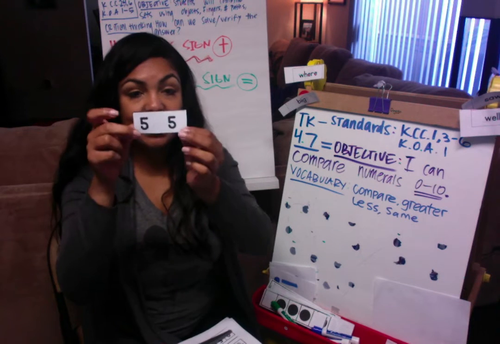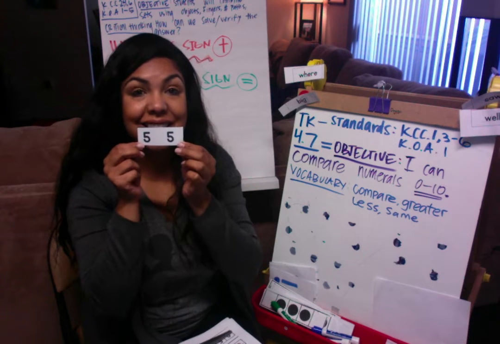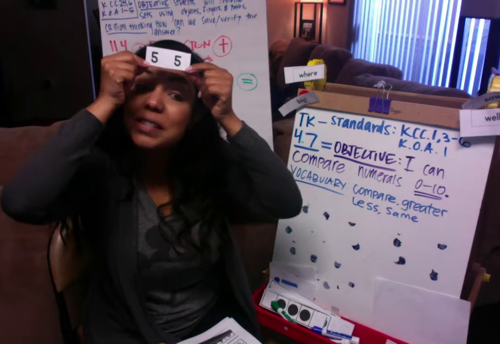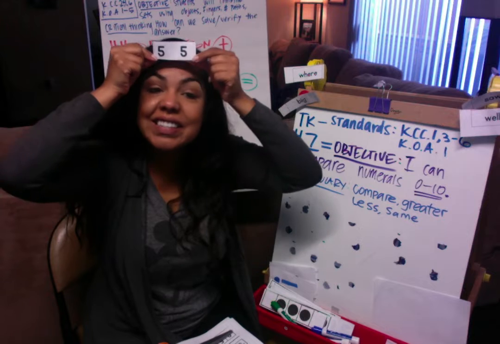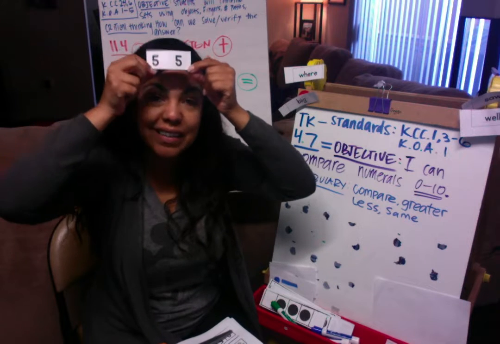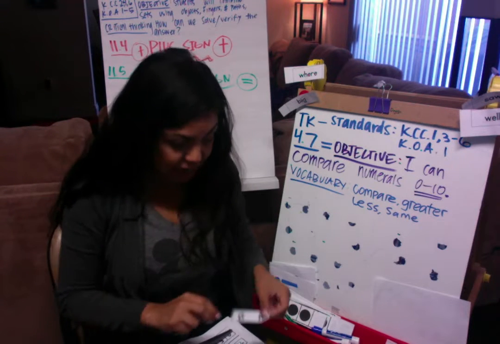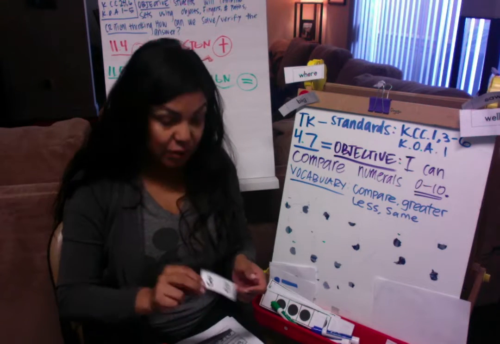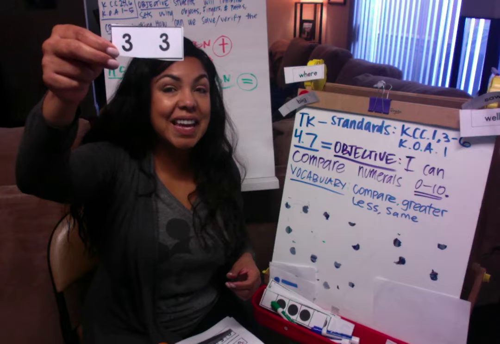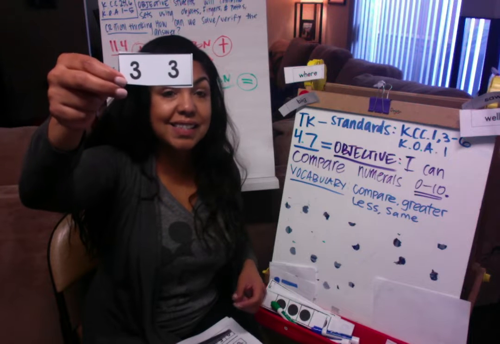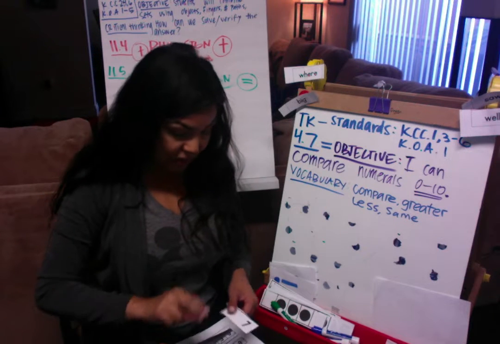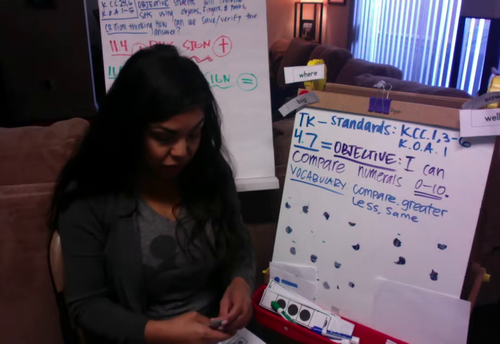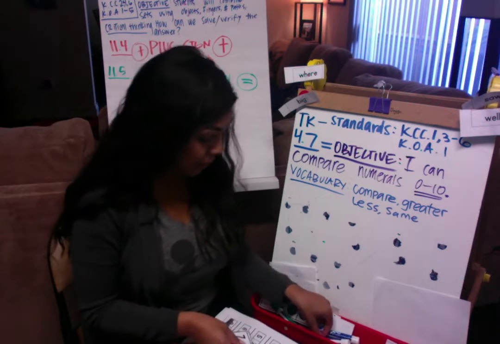What about this one, guys? What do we have here? Good, the same. We have the same number. Which one's greater? None. Which one's less? None. Which one's the same? The 5's. Good. So we tricked you on that one, huh? Same. Which one's greater? 10. What about here, guys? Same. Everyone say same. The 3 and 3 is the same. What about here, guys? Same. Good job.